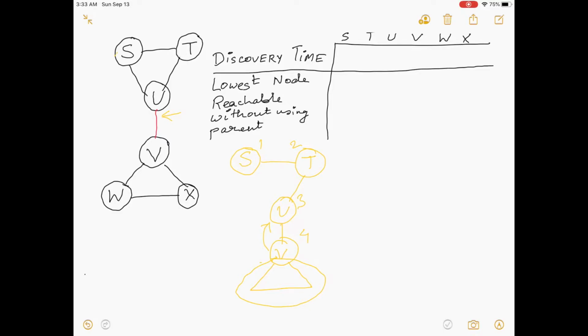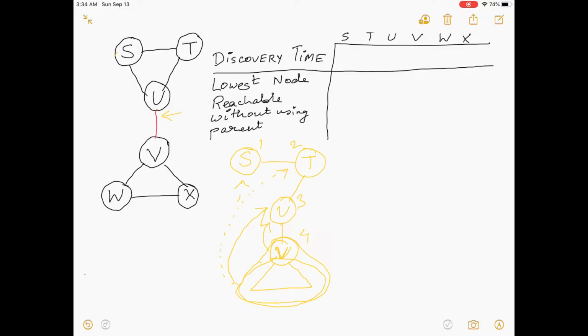So from V to U, when we backtrack, if we see that the subgraph rooted at V, so V and its descendants, can somehow reach either U or any of its ancestors, either this one or either S or T. So if we see that V can reach at least U or any of the earlier discovered nodes, then we would know that UV is not a bridge. And why is it so?